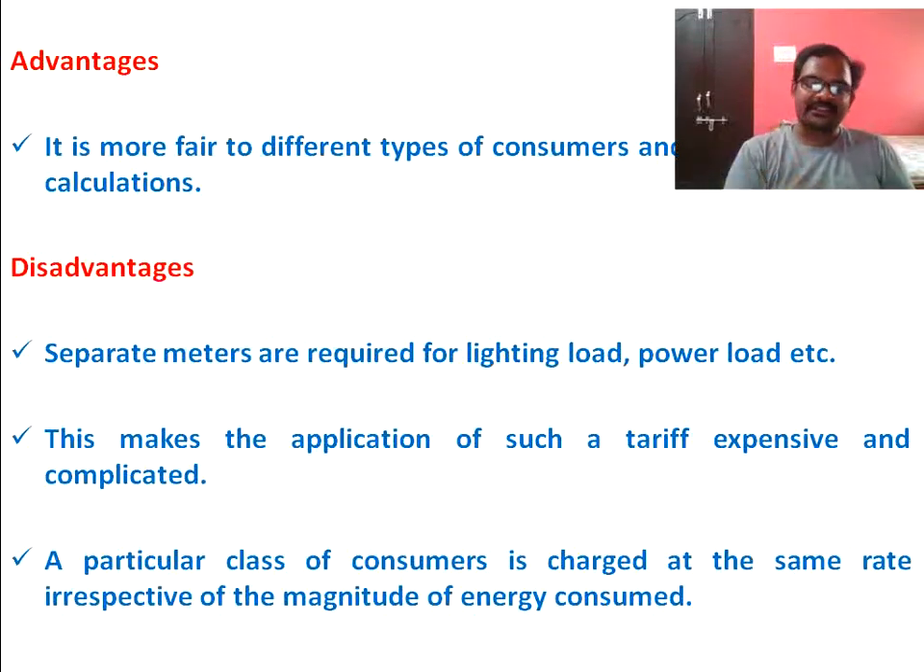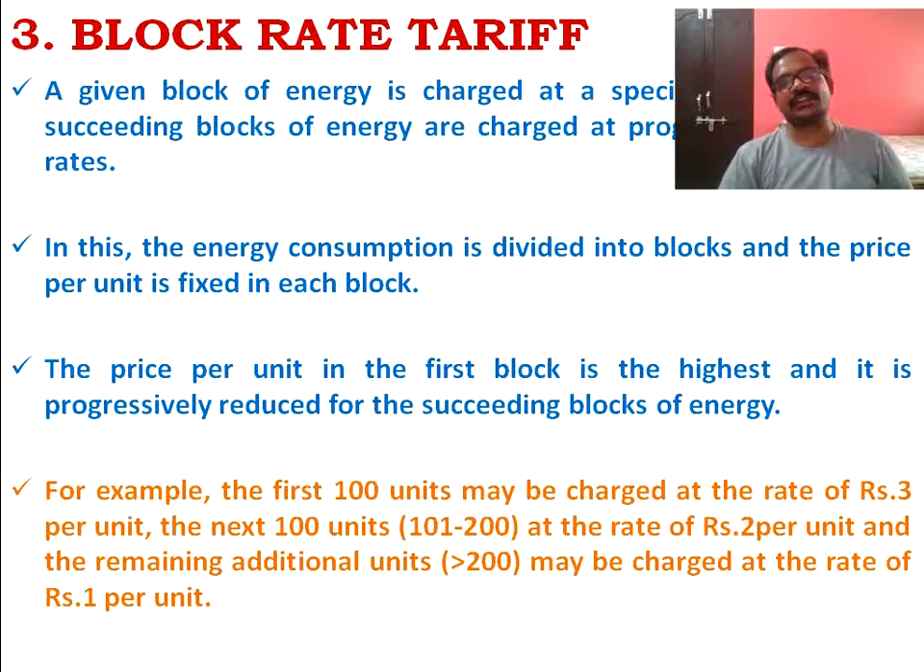And even in this case, whether you consume more units or less units, the cost per unit for lighting load is constant. The cost per unit for power load is also constant. So if they are consuming more, we are not giving at a lower price, and when they are consuming less, we are not giving them at a higher price. It's a drawback. The third one is a block rate tariff, which is generally used.